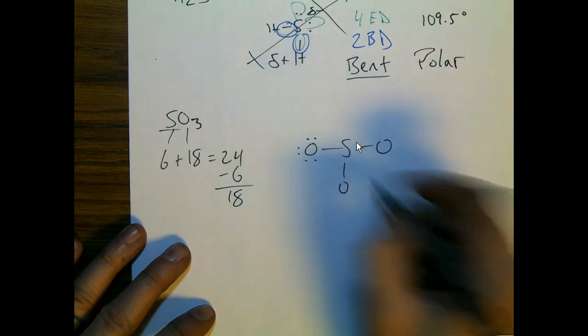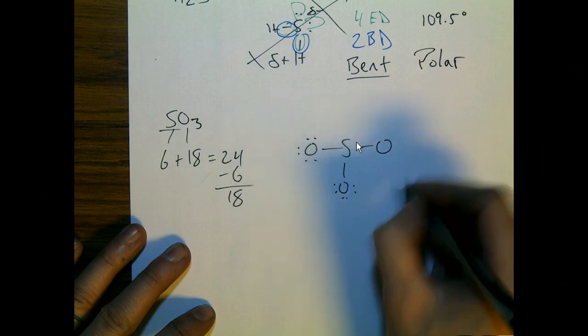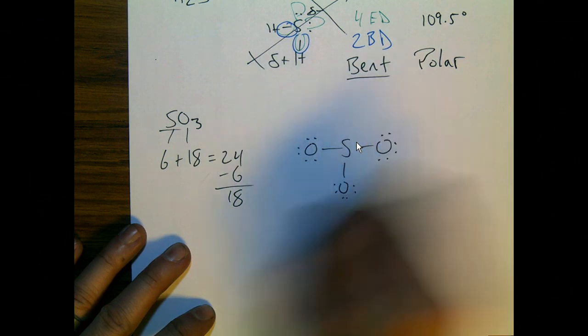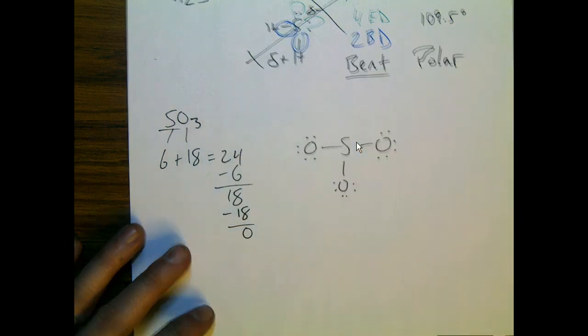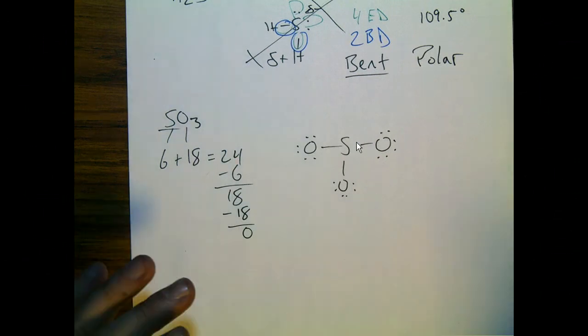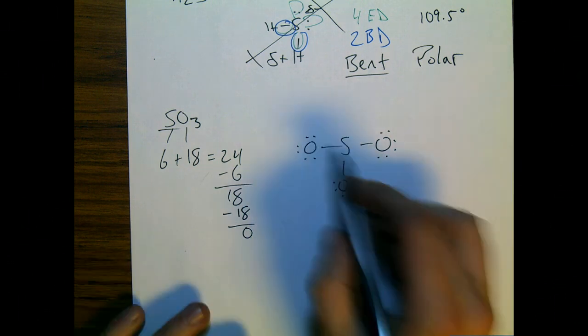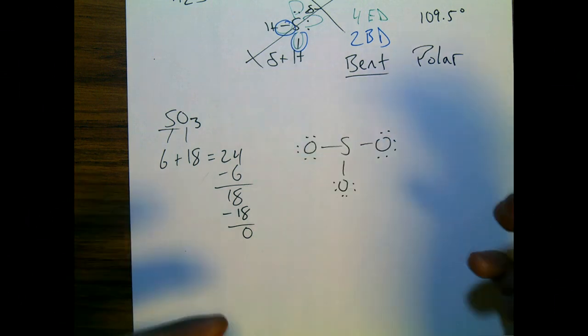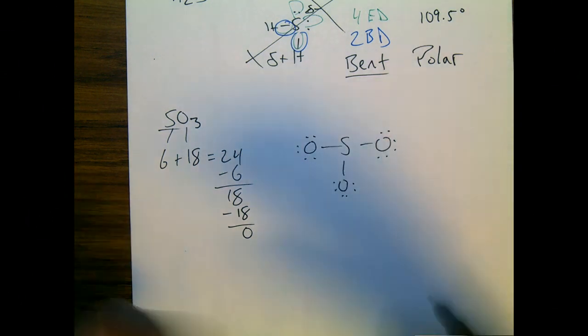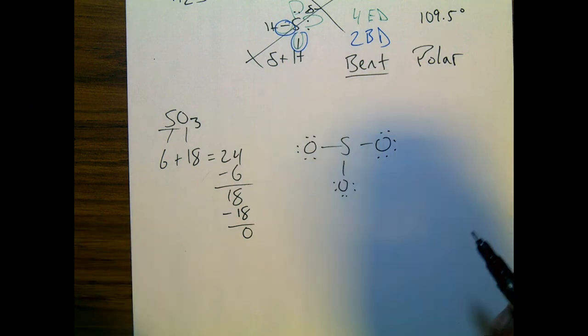I have an octet there. 8, 10, 12, 14, 16, 18. I've used all 18 of my valence electrons. I have none left. So I look at this molecule, and unfortunately, I don't have an octet on everyone. Remember, the only ones that can be less than an octet are hydrogen and boron. Sulfur is not in that category.